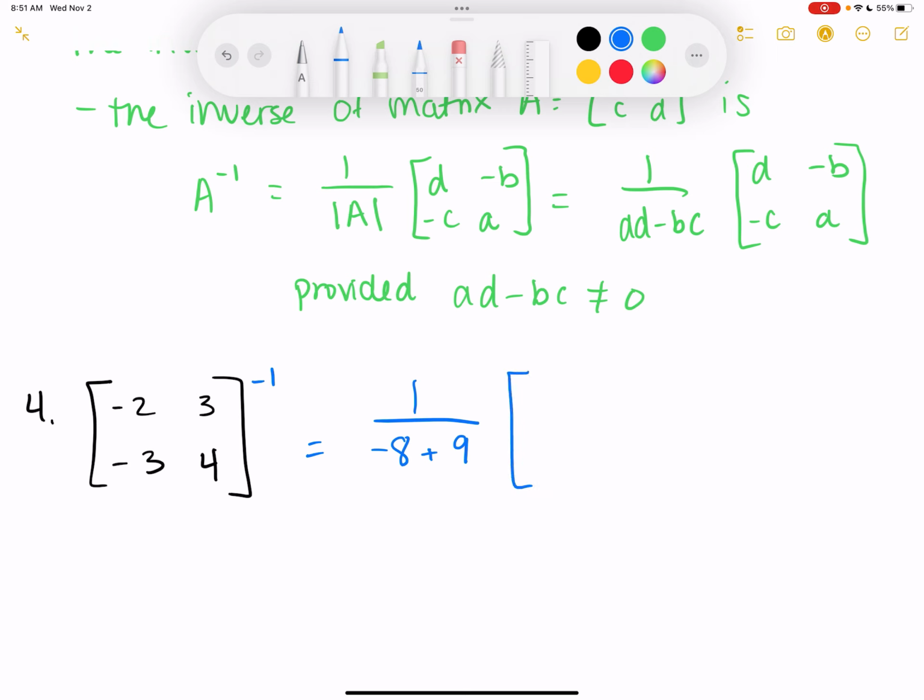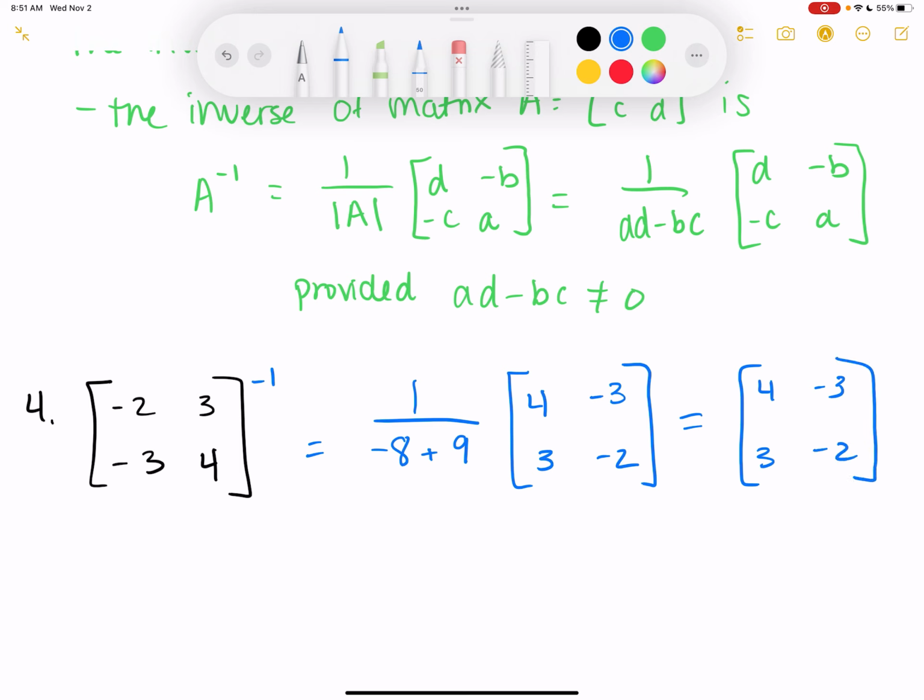And then we're going to swap. I usually like to do my diagonal first and flip those, and then I fill in the other one. So 4 and -2 on the diagonal getting flipped, and then changing the sign on the 3. So the top right one is going to become -3, the bottom left one is just going to become +3. So then we've got 1 over -8 plus 9, so that's just 1 over 1, or 1. So in this case, our final answer is just the matrix 4, -3, 3, -2.